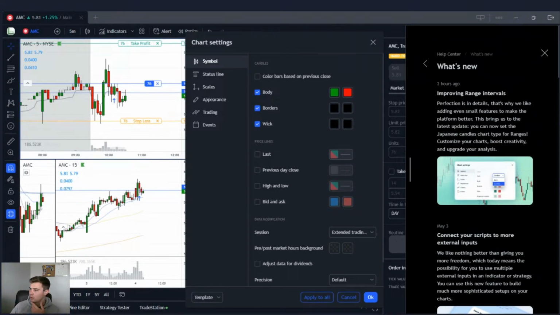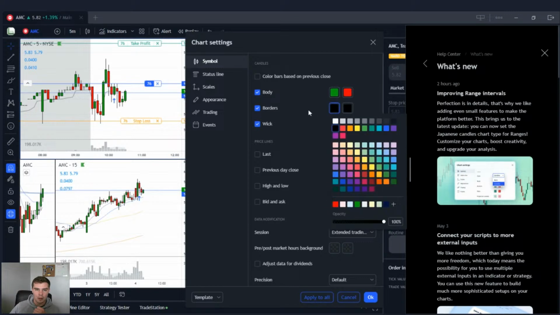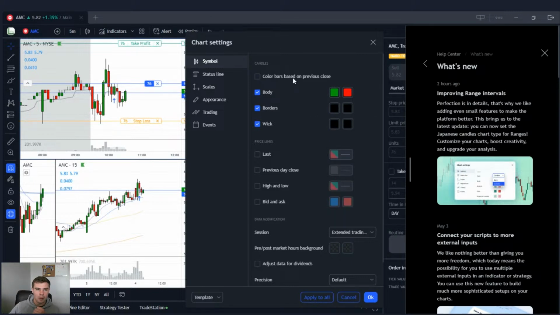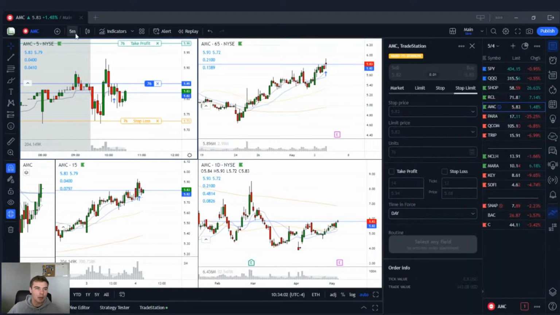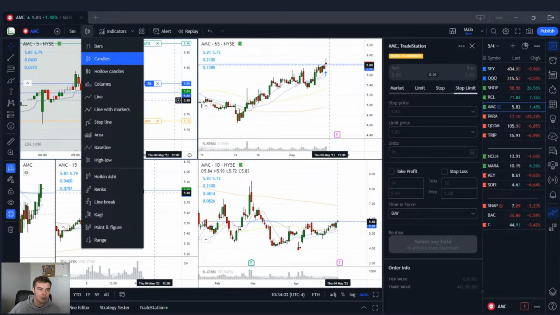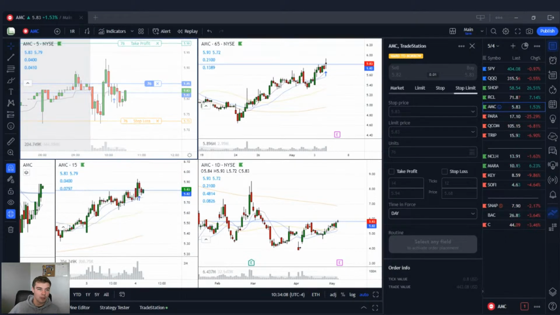Honestly, for candles on range charts, body height settings. Yeah, I don't know. I'm not seeing this new feature they're talking about. If the range interval is selected. Oh, okay, so I don't think I have the range interval selected. That's probably why. I'm honestly not even sure where the range interval is.